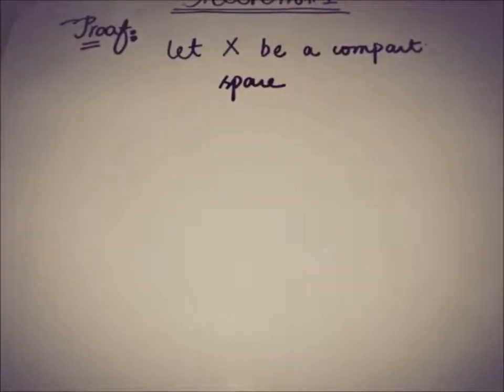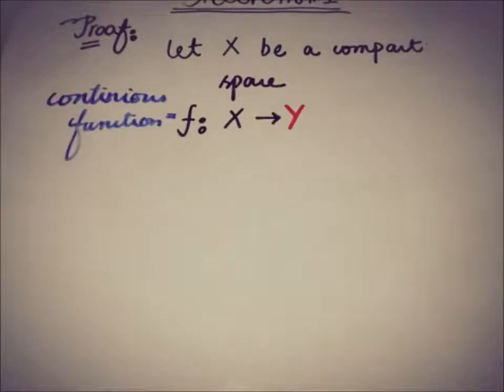Let X be a compact space and we have a continuous function f from X to Y, and also assume that this function f is surjective, that is, f of X is equal to Y. So we have to show that this Y is a compact space.